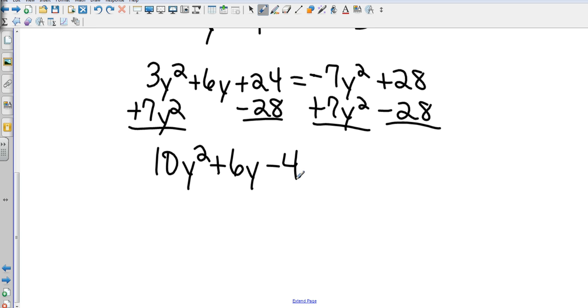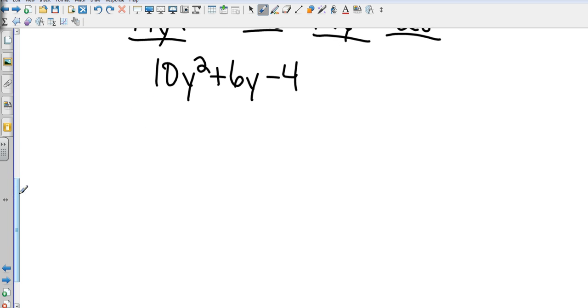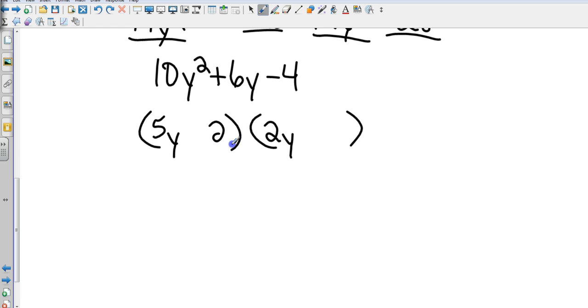Huh. I have a trinomial. What on earth should I do to a trinomial? Factor it. Okay. So two sets of parentheses. What are the factors of 10? 5 and 2, or 1 and 10. Okay. Which ones are closer together? 5 and 2. So I give you the advice to test the ones that are closest together first. What are the factors of 4? 2 and 2, or 4 and 1. Closest together is 2 and 2.